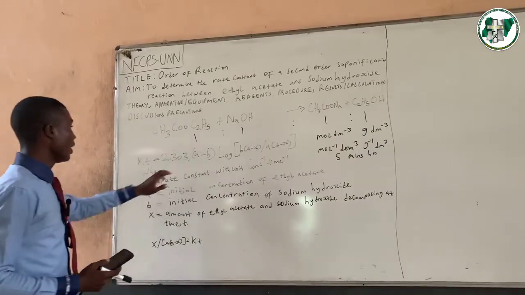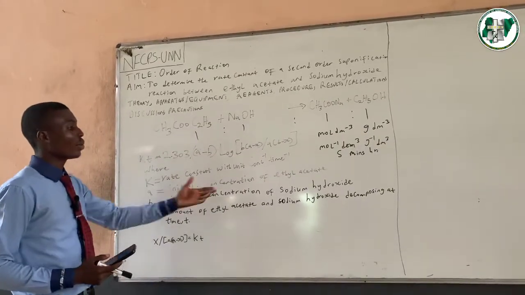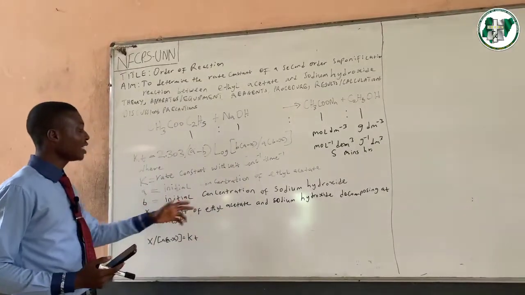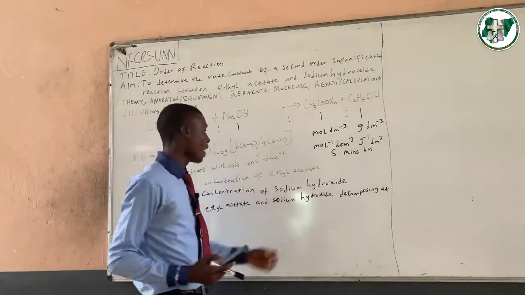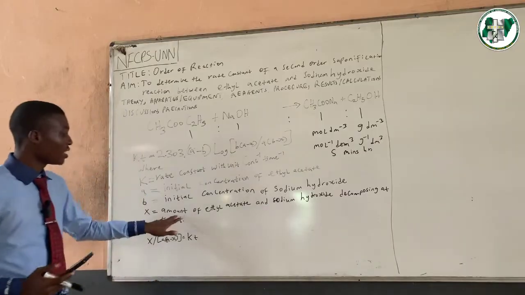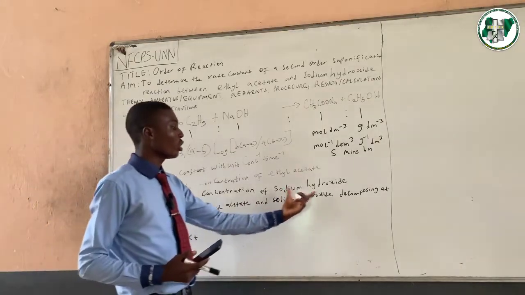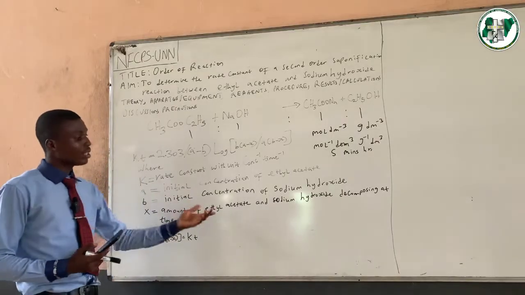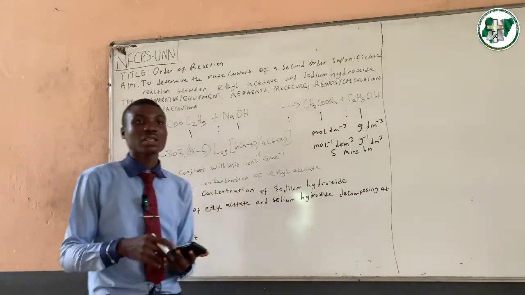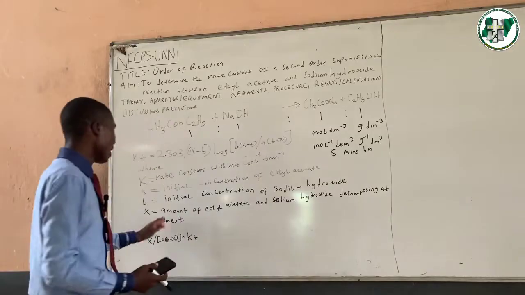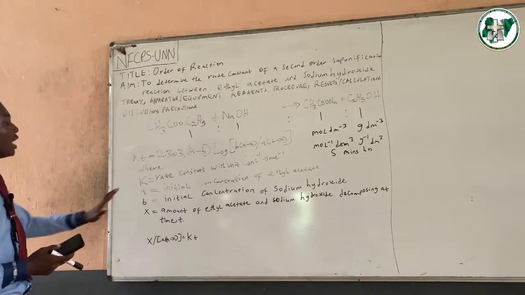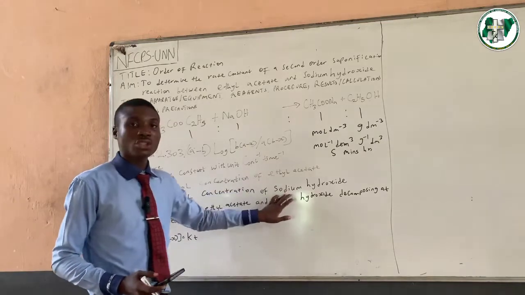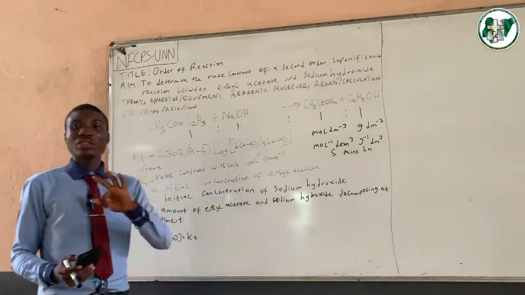So what about the a? The a here simply means the initial concentration of ethyl acetate, and then the b represents the initial concentration of sodium hydroxide. Then x is the amount of ethyl acetate and sodium hydroxide that is decomposing at a time t. The amount of ethyl acetate and sodium hydroxide decomposing simply means that they are actually reacting at a particular time.